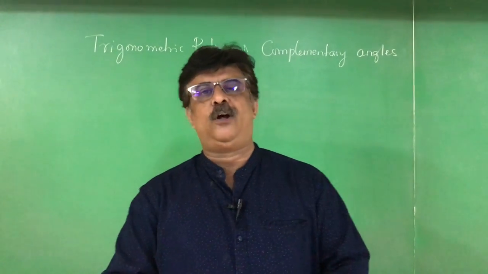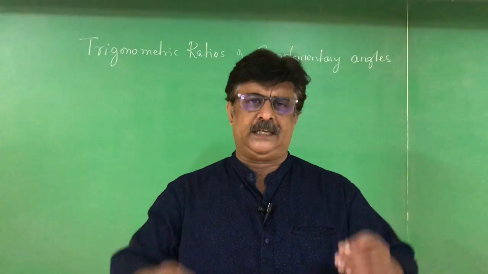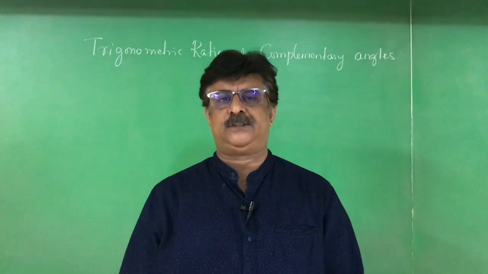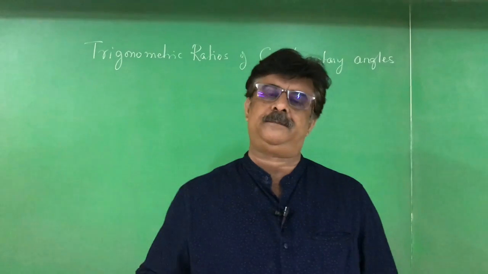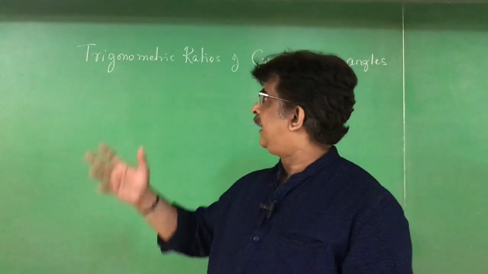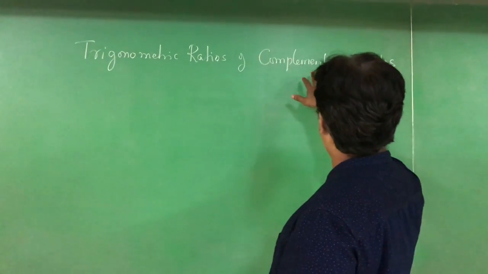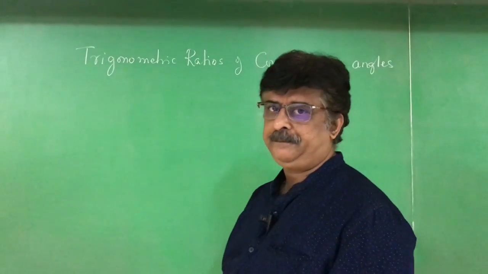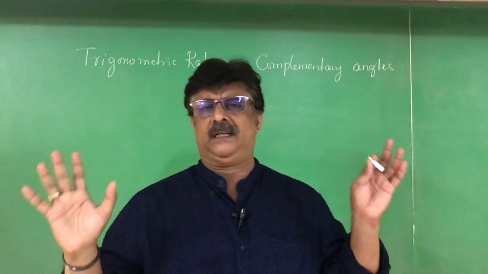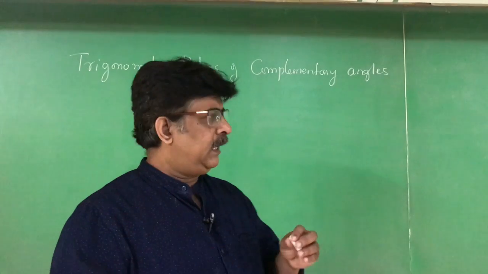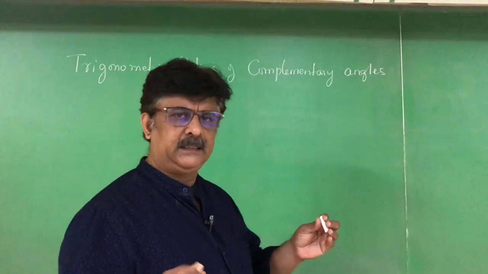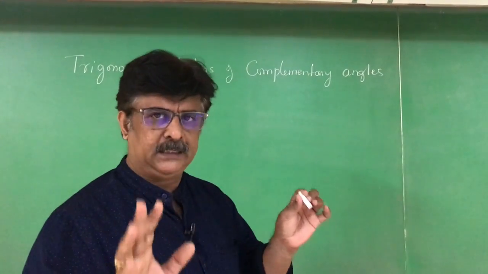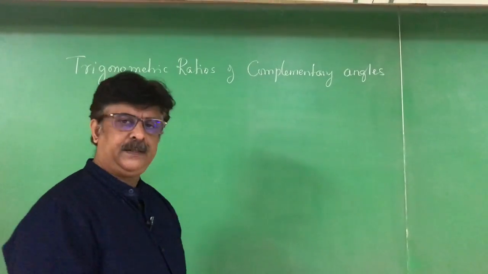in a chapter called trigonometry. Today, the easiest part of the branch of trigonometry we are going to deal with: the trigonometric ratios of complementary angles. Very simple it is. It is all 1 mark area, and anybody can understand. I start.